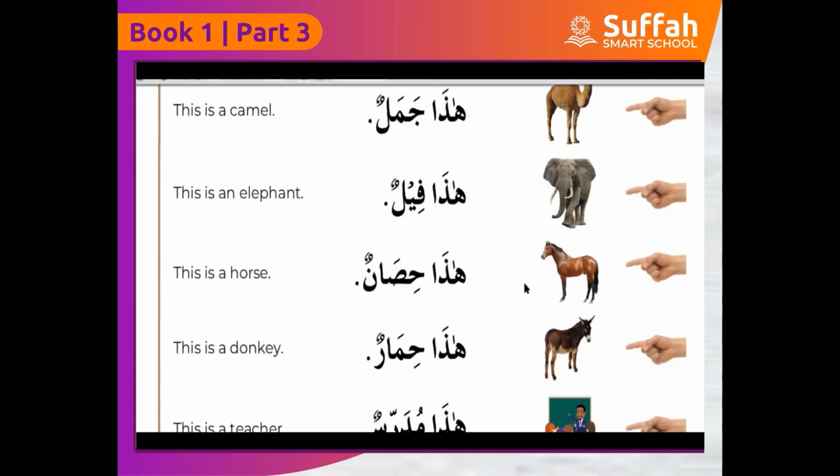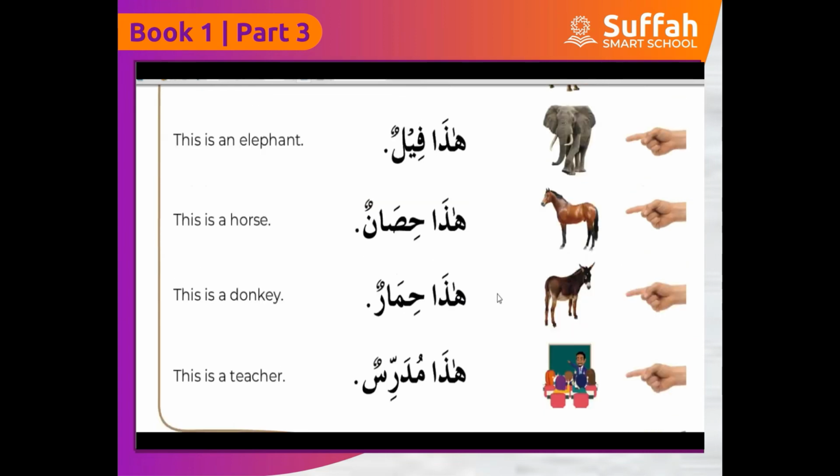Hada hisanun. Can you read, Sindhuja? Yes, sir. Read it from Hada hisanun. Hada hisanun. In English? This is a horse. Good. Next. Hada himazun. Sorry, himazun. This is a donkey. Very good.